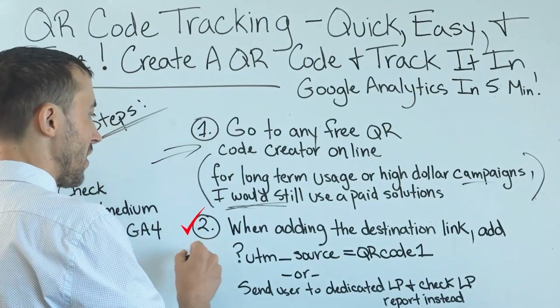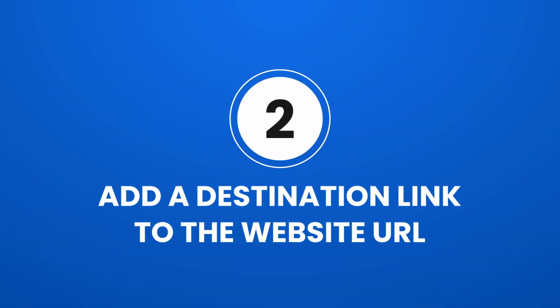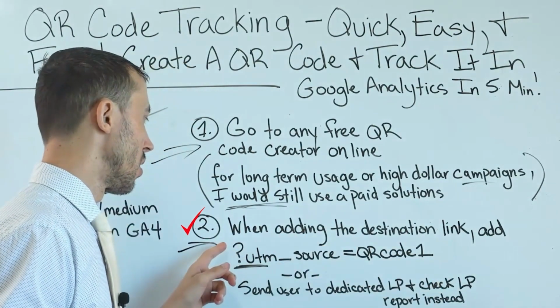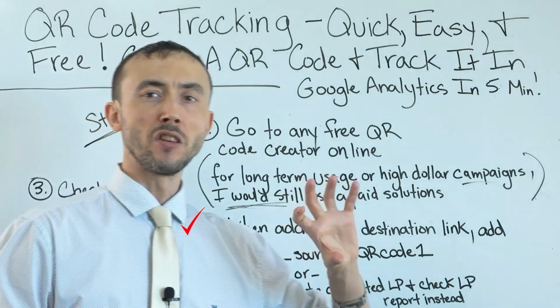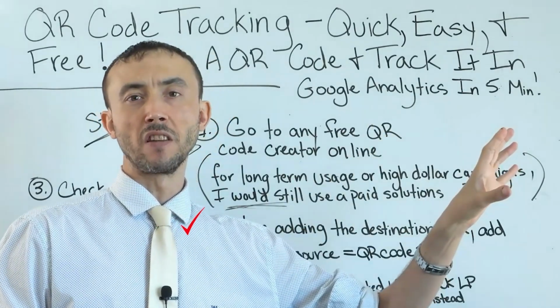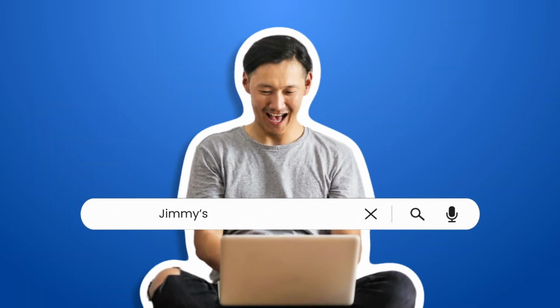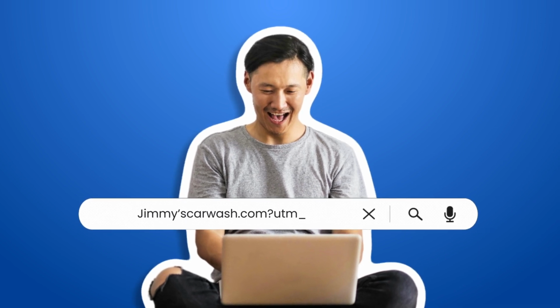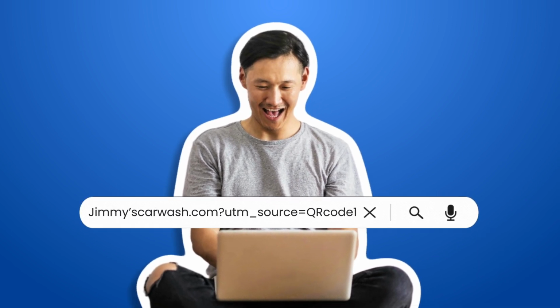So with that said, number 2, at the end of the website URL that you want to send the traffic to, you're going to add this exact thing. So let's say you're sending traffic to jimmyscarwash.com. It would be jimmyscarwash.com, and then directly after it, ?utm_source=qrcode1.